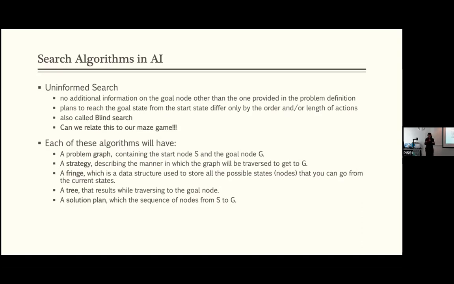That is called fringe. So these are the data structures terms you just need to learn, as compared to real life examples. So, a tree that results while traversing to the goal node.